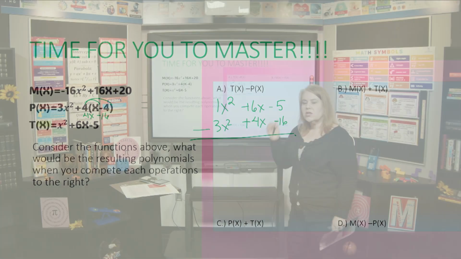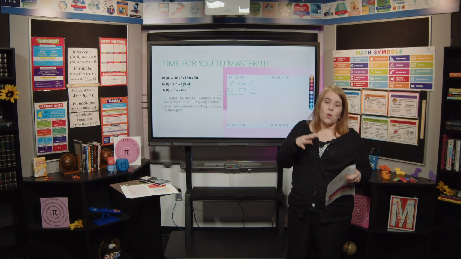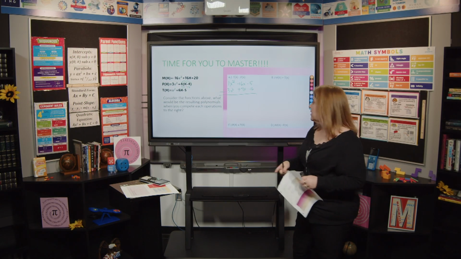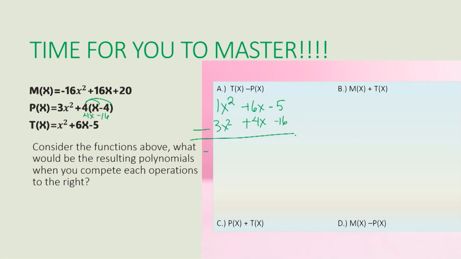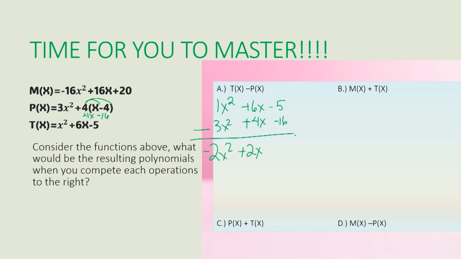Sometimes I put a 1 there just so I have the place value so I know what numbers I'm adding and subtracting. So 1 minus 3 gives me a negative 2x. 6 minus 4 gives me a positive 2x. And negative 5 minus 16, Ms. Killen, I'm having a hard time doing that in my head. That's perfectly fine. Sometimes you want to make sure that you do the math correctly. Negative 5 minus a negative 16, I got a positive 11. So there's my first one.